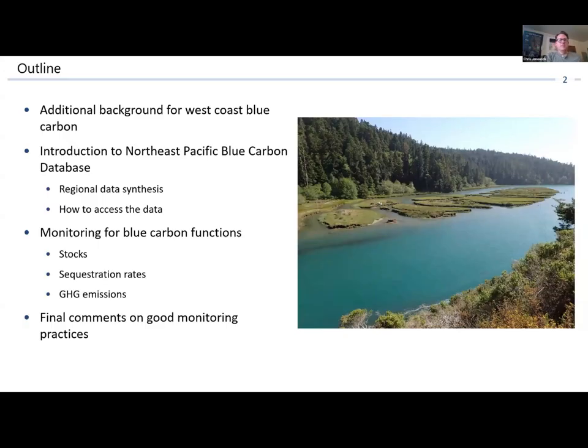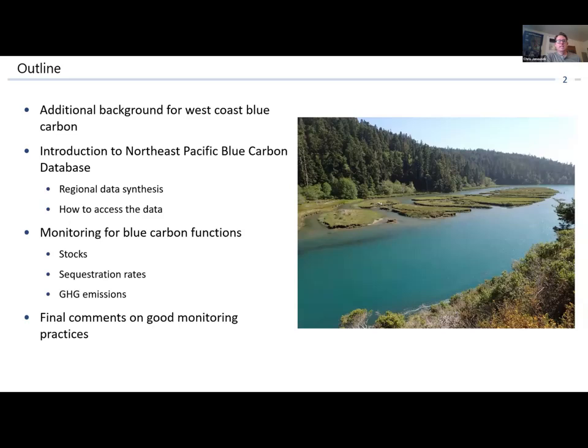So I want to provide a few additional background slides. We've had a lot of background material from Melissa, Laura, and John so far, but I'll reiterate a couple of points. And then I'll introduce everyone to the Blue Carbon database.